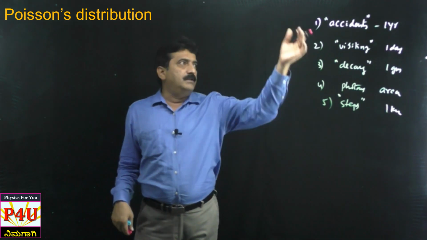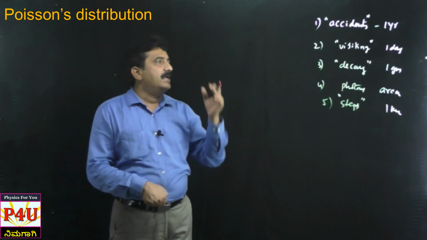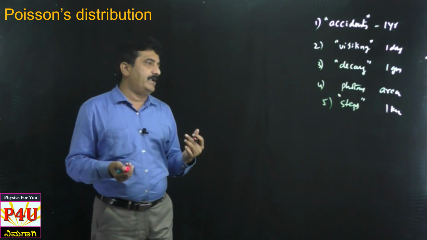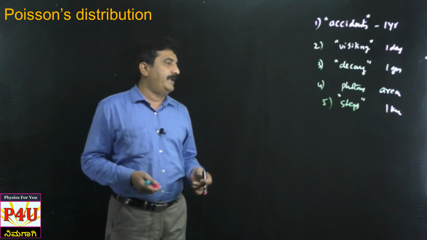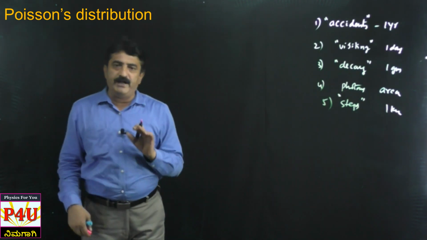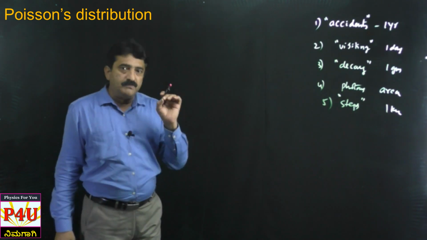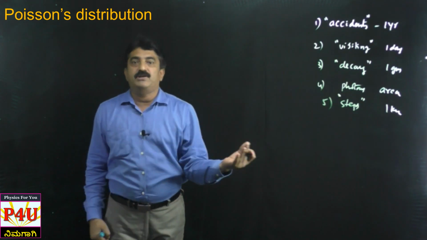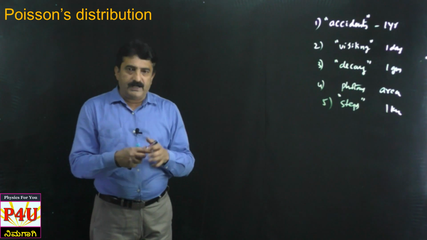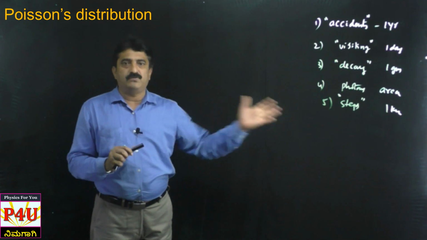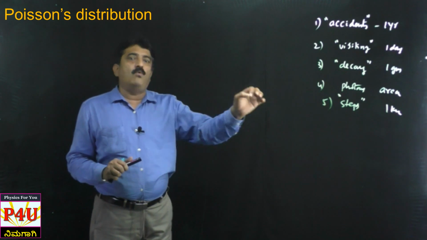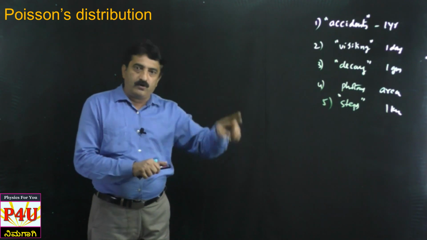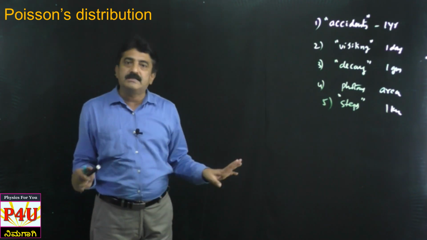But in these examples, accident is happening randomly, visiting the mall is happening randomly, disintegration is random and independent, hitting the area is random and independent, steps that you put are also random and independent. In the sense, just by knowing the event, what is happening right now, you cannot predict the next event. Let us say in this particular area NH4, one accident occurred today at 10 a.m. You cannot say tomorrow at 10 a.m. again an accident will occur, right?